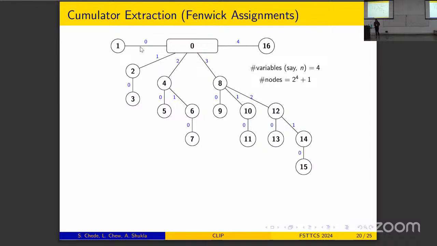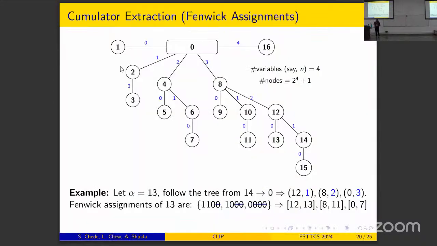But here the 0 is a dummy node in Fenwick, and our assignments start with 0. So we actually take +1. Like if I wanted to find alpha equal to 13, I go search for 14 in the tree. How it works is simple. You go from 14 to the root in the tree and note down every parent along with its edge. From 14 you have 12 comma 1. And from 12 you have 8 comma 2. And then you have 0 comma 3.